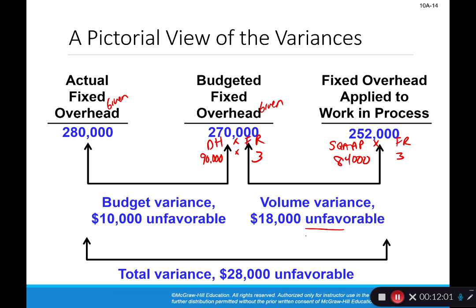Combined, the budget variance and the volume variance, 2 unfavorables, gives me a bigger unfavorable, which is also the difference between column 1 and column 3. So you can still check your work when you're dealing with fixed overhead variances. The sum of the budget and volume variance would equal the total variance.